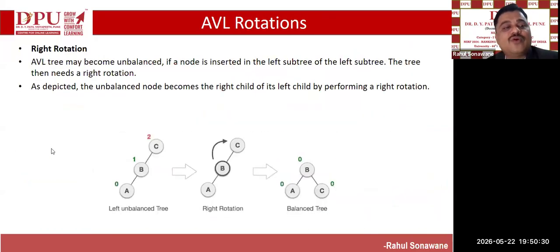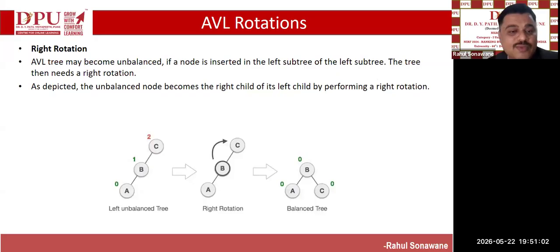Now moving forward with the next type of rotation, that is RR rotation. Because of insertion in the left of the left subtree, if the tree is getting unbalanced, that is, if you are getting a left skew tree pattern, then in that case we have to perform the right rotation, RR rotation or single right rotation. Now here what we have to do? We have to make the parent the right child of a given node.